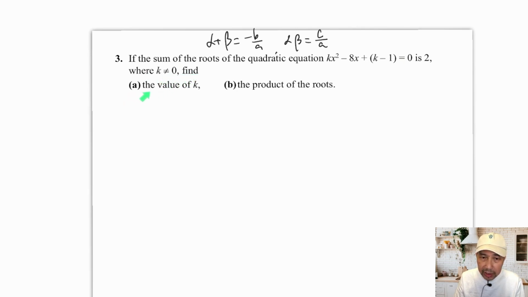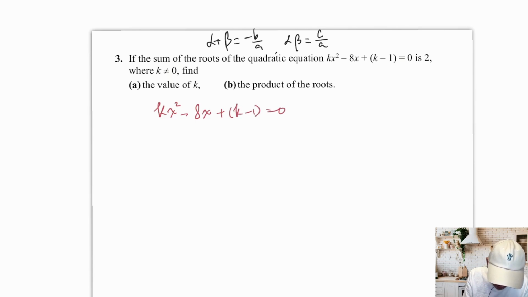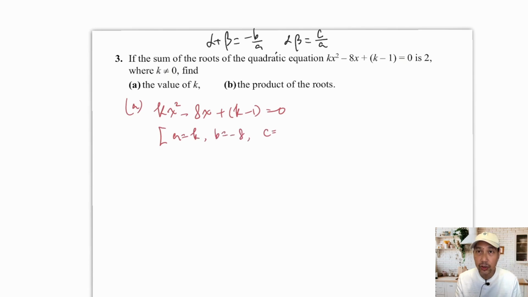In part A, we need to find the value of k, and in part B, the product of roots. Okay, for this equation, kx squared minus 8x plus k minus 1 is 0. Please note that a is k, b is negative 8, the whole thing not attached to x, and c is k minus 1.